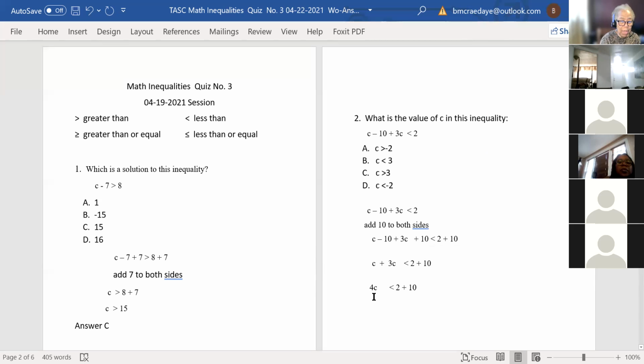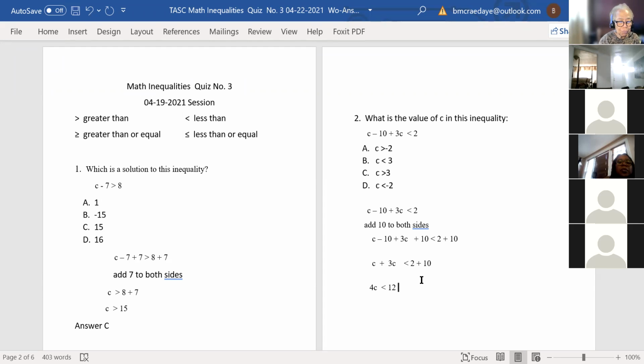Okay, so we have 4C less than 2 plus 10. Mercedes, what's 2 plus 10? That's 12. That's right, 12. So let's put 12 here. Take out the 10 because we added it to the 2. Now we have 4C less than 12. What's your next operation, Mercedes?